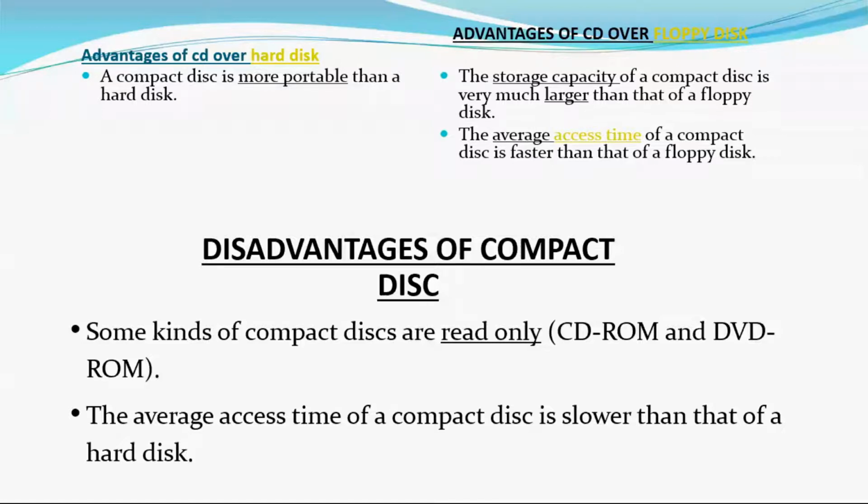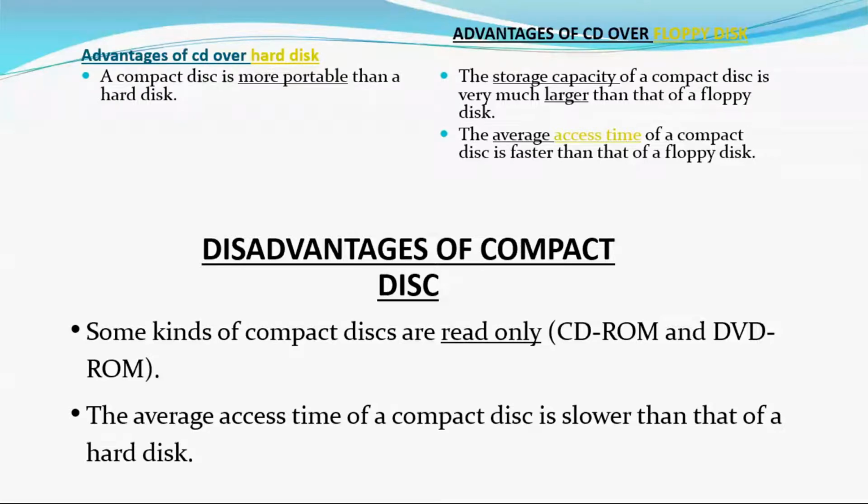All right, now let's look at the advantages of the CD over the floppy disk. When you compare the CD and the floppy disk, the CD has certain advantages. First of all, the storage capacity is more than that of a floppy disk. Then also the average access time of a compact disk is faster than that of a floppy disk, meaning the time it takes to find data on it is less than the floppy disk takes to access data on it. The access time refers to the seek time plus the latency. We already defined those terms.